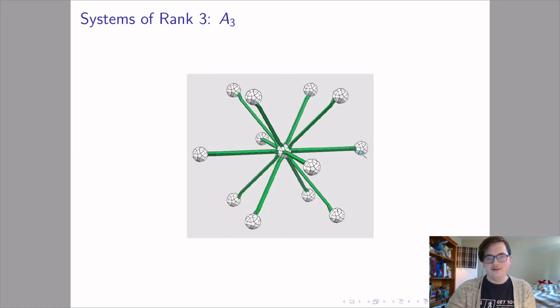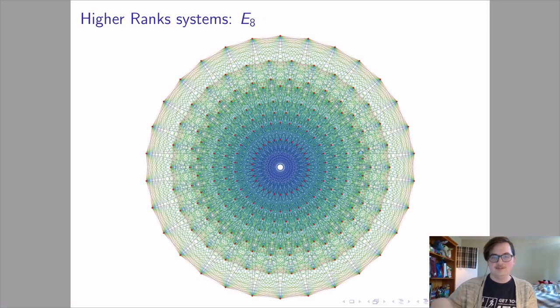And then we can go eventually up to even higher dimensions, and we can see this familiar picture from our course thumbnail, which is actually E8. So this is a rank 8 root system projected onto a plane, and this has something like 240 roots.